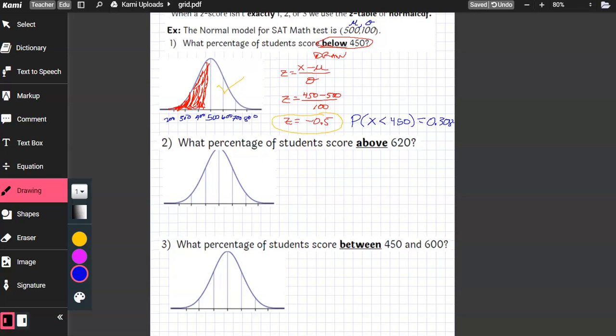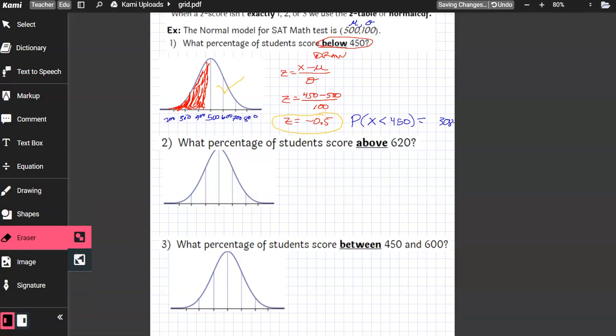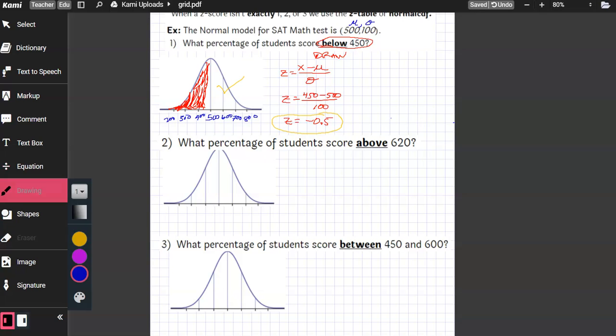Wait, I ran out of space here. Let me do it over here. Okay, so this is about 30.85%, and it confirms that this is definitely less than 50%, so it makes sense.